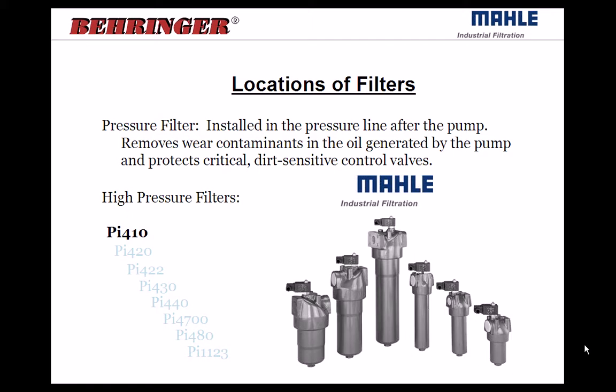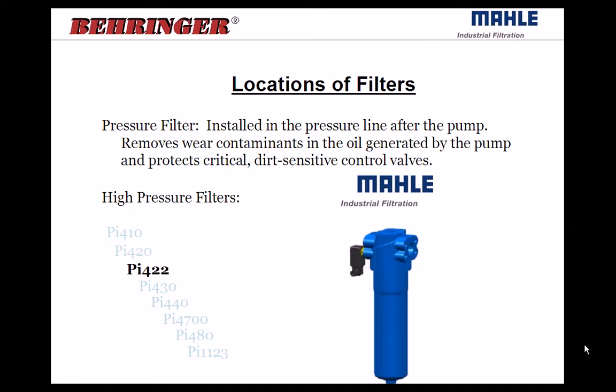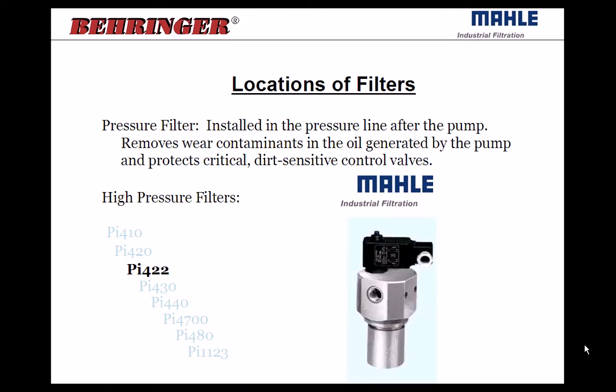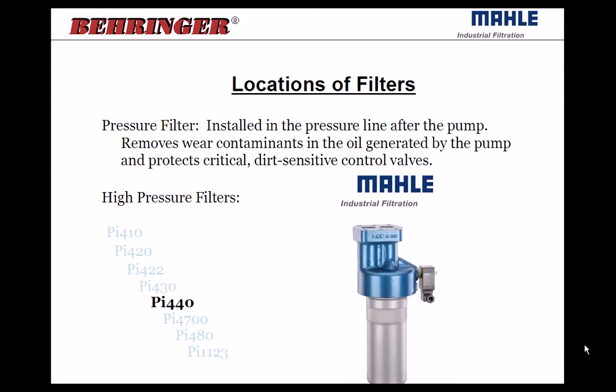PI-420 is a high-pressure 6,000 PSI filter, again available up to 120 gallons per minute, and smaller sizes as well. And this is a very common filter, 6,000 PSI. Flange connections, threaded connections. PI-422 is another 6,000 PSI that has an L-shaped flow pattern. Small PI-430, lower flow filter. PI-440 is a top-mounted manifold mount. Again, reduces the space required. You don't have to plumb it in line. It's right directly from the manifold.